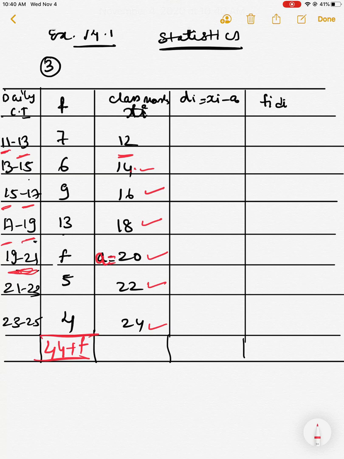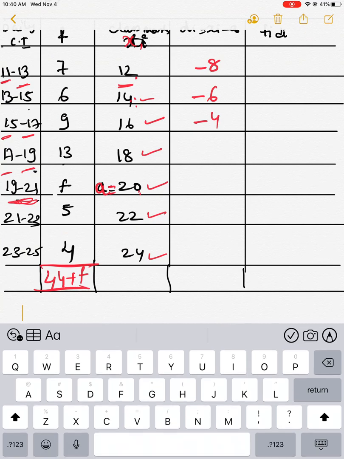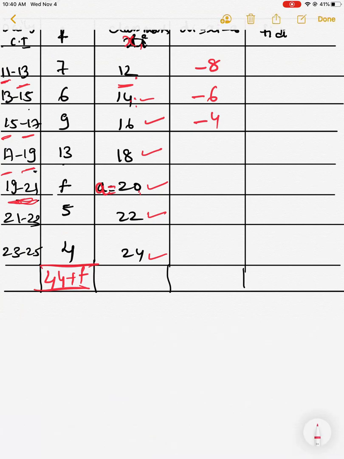Okay, now xi minus a. What is xi? Xi is equal to 12. 12 minus 20 is equal to minus 8. Now 14 minus 20, minus 6. 16 minus 20, minus 4. See, I told you a difference of 2 is there, no? So here also you will get a difference of 2. So here minus 2. 20 minus 20 is 0. Now xi 22, 22 minus 20 is 2. Here you will get 4.